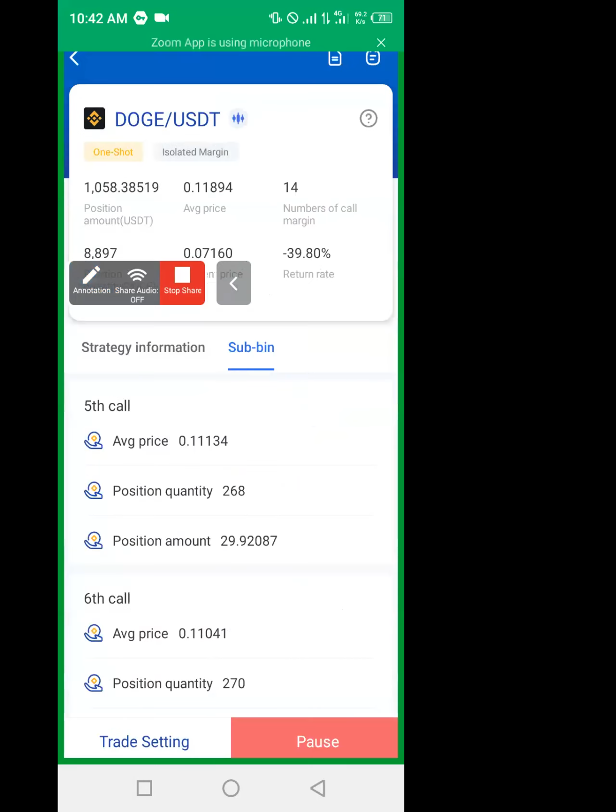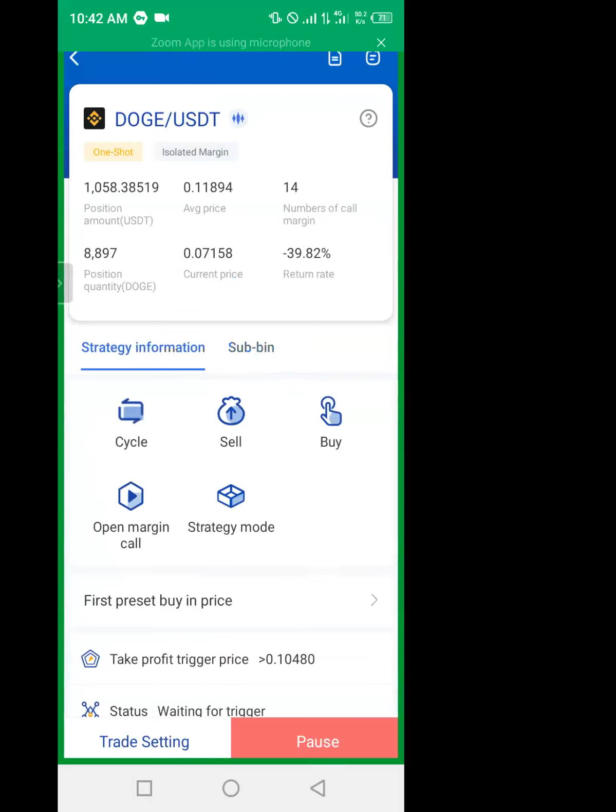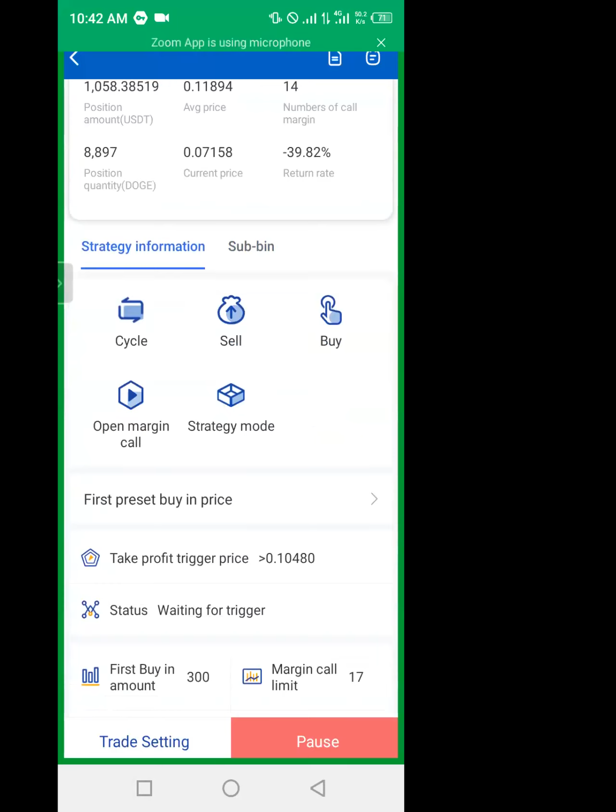If you want to know the details of your margin calls, you can either come to sub bin, or you can always go to transaction record. Okay, I'm done with that one. Let's look at this one.